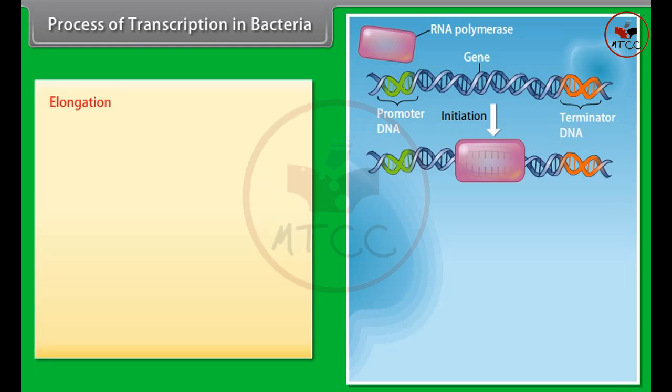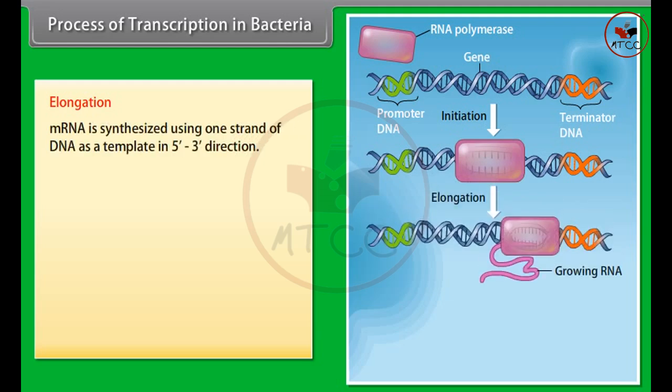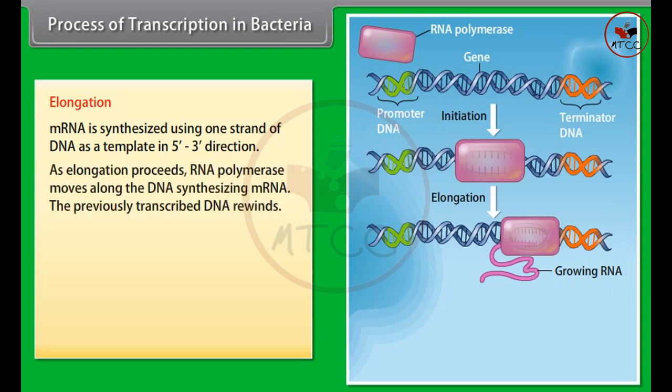Elongation. mRNA is synthesized using one strand of DNA as a template in 5' to 3' direction. As elongation proceeds, RNA polymerase moves along the DNA, synthesizing mRNA. The previously transcribed DNA rewinds. RNA polymerase reaches the termination sequence at the end of the chain.